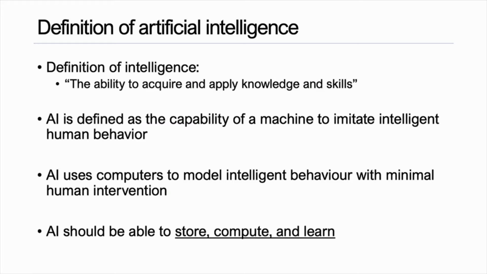The definition of intelligence is to acquire and apply knowledge and skills. And artificial intelligence is then defined as the capability of a machine to imitate this sort of behavior that we see in humans. So AIs would use computers to model intelligent behavior with minimal human intervention. So ultimately, AI should be able to store, compute, and then learn from the data.